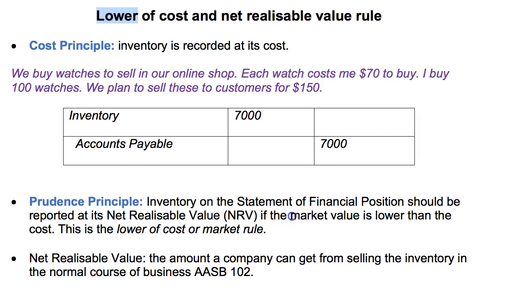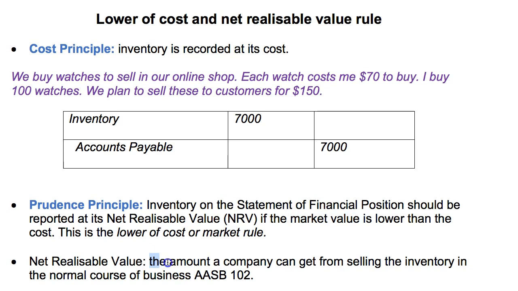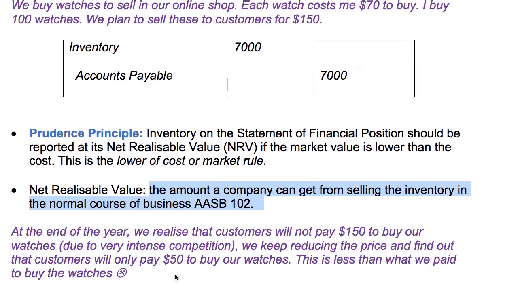You might have noticed how we referred to it here as the market value. The net realisable value is the amount a company gets from selling the inventory in the normal course of business. And that's based on our AASB Australian Accounting Standard 102. So it's like the market value. What could I get today if I sold that inventory?